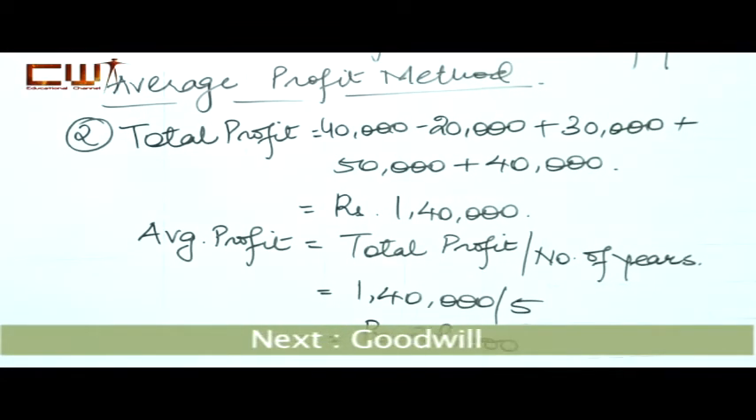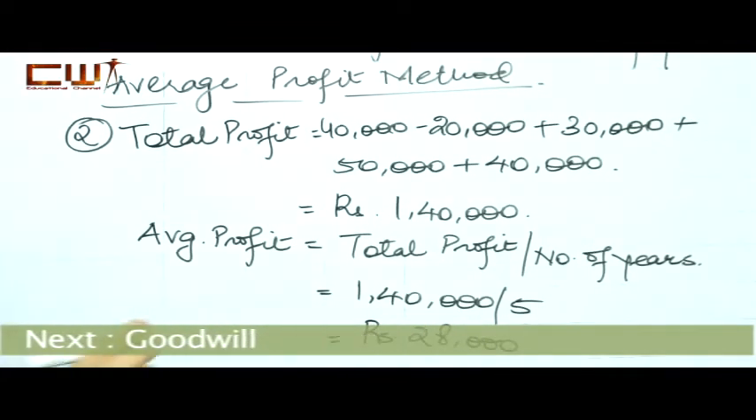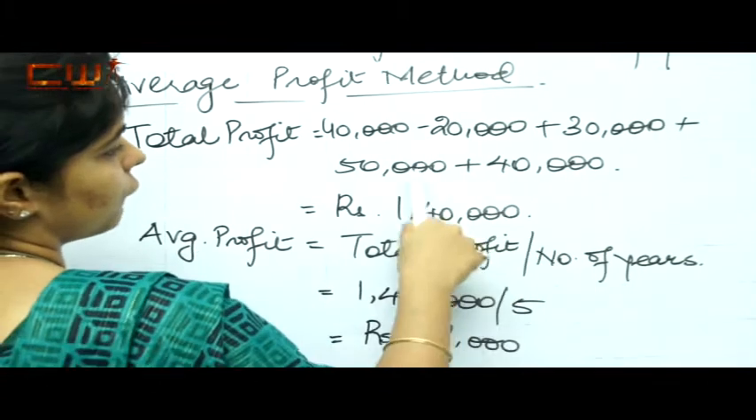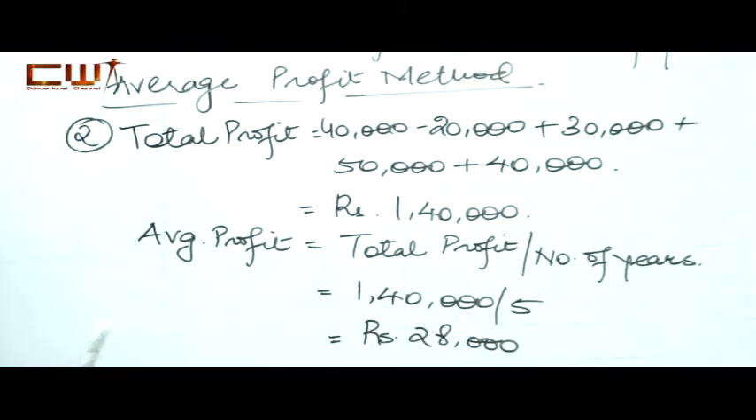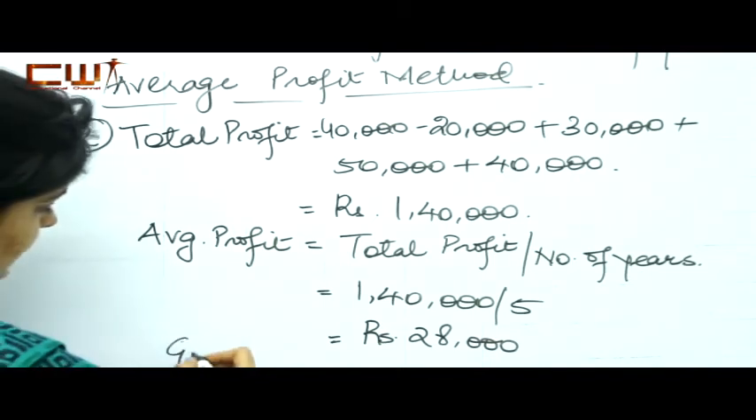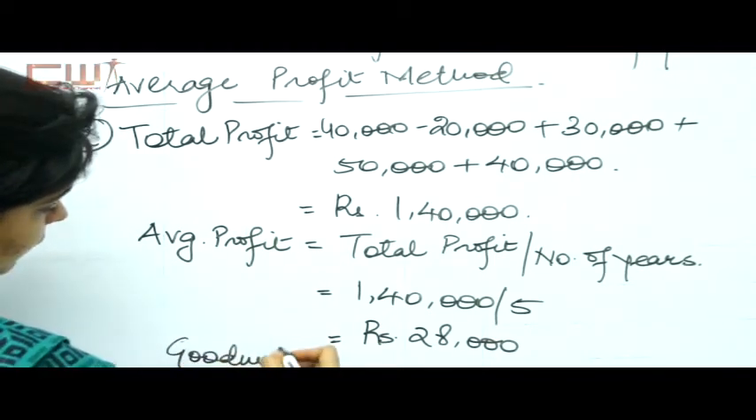Total profit divided by the number of years. Number of years, please remember, it is 1, 2, 3, 4, 5. This addition is of how many years? That number of years will come here. Next step is finally the goodwill.